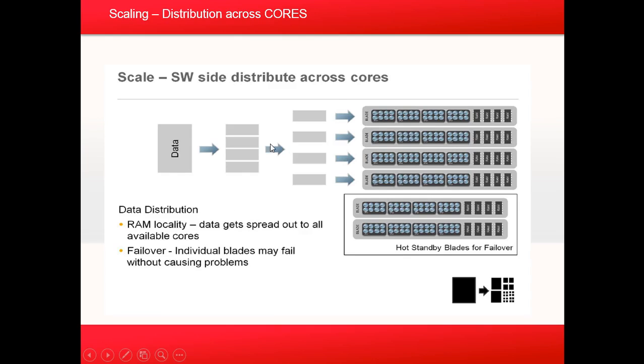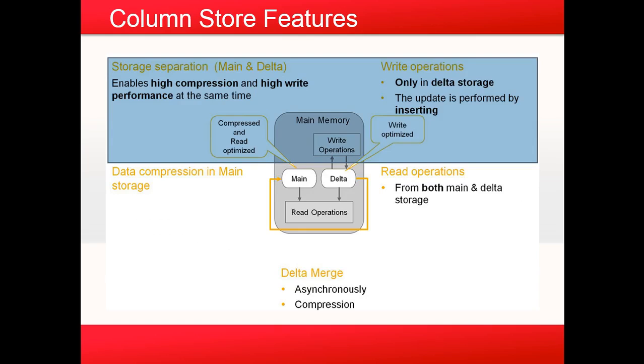Here you can see how the data can be split and can access individual cores of the CPU, thereby enabling parallelism and giving better performance for the data. Okay, so for column store features, it shows how the main data is organized, how the delta is organized, and how the read and write operations are taken care of, so that we give better performance in storing the data in the column format.